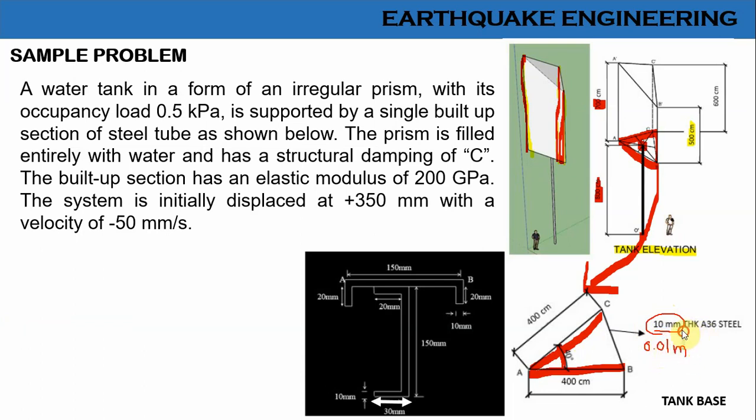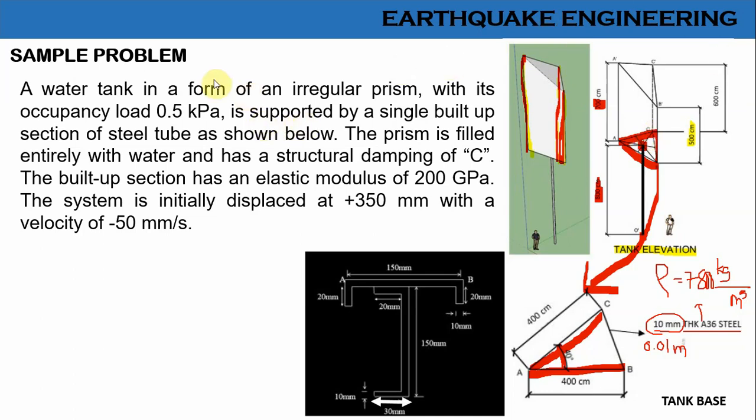And one property of the A36 steel is its density. We need to get the density. It has already been established that the density of A36 steel is 7,800 kilogram per cubic meter. And in the tank, it is water, no? So the density of water in the tank is 1,000 kg per cubic meter. So that's it. Now let's continue.